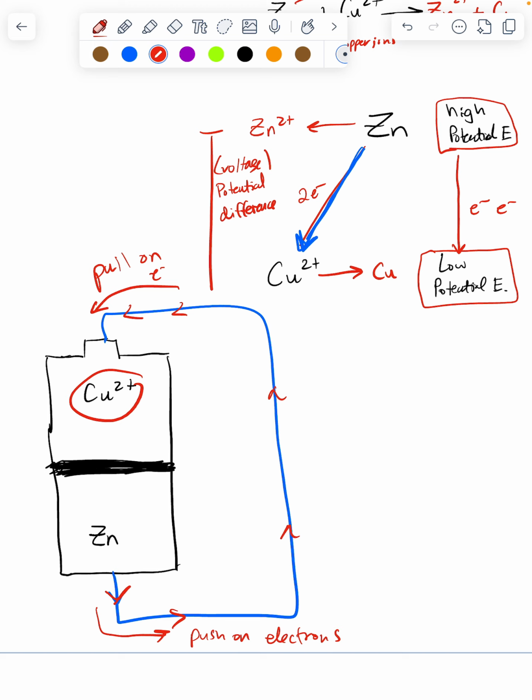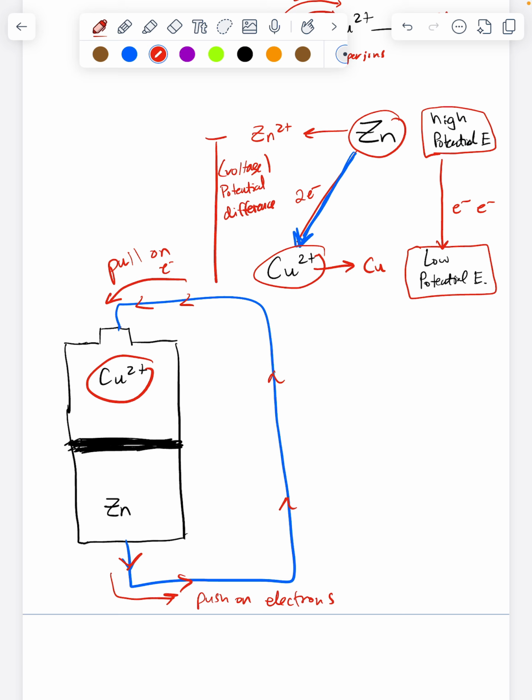So because the electrons want to go from high potential energy to low potential energy, they want to go from the zinc to the copper 2+ ions. They will naturally do that if given the chance. If you can connect those two chemicals with a conductor, with a wire, then the electrons will flow in that direction and cause that chemical reaction to happen.